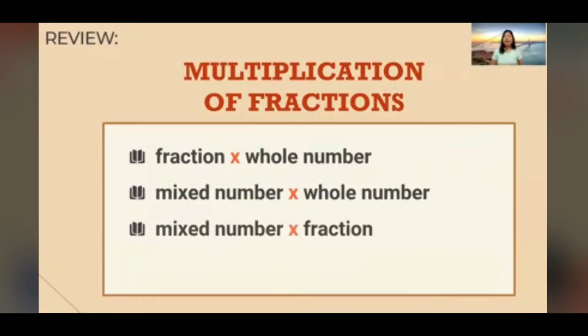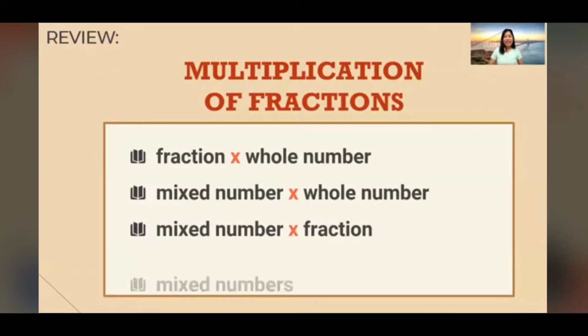The third one is multiplying a mixed number by a fraction. So how do we do this? Very good. So just like the second one, we will rename our mixed number to an improper fraction. And then when it comes to our fraction, we will just simply copy it. And then after that, we may multiply them already.